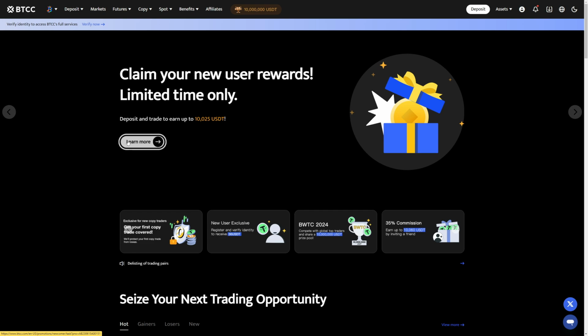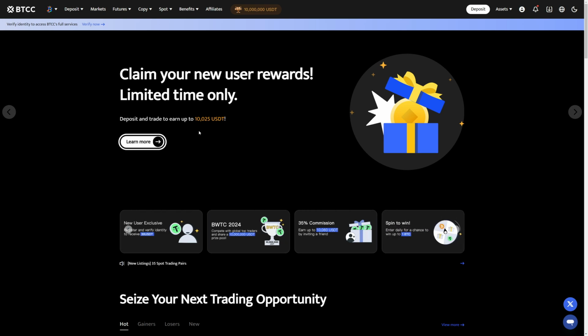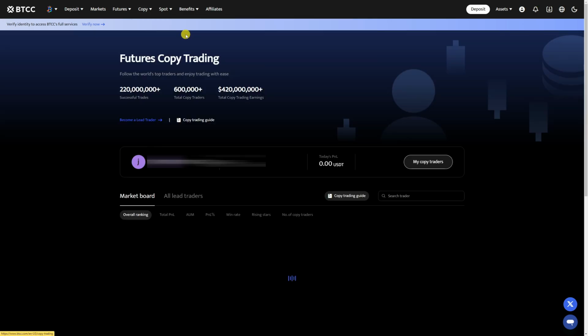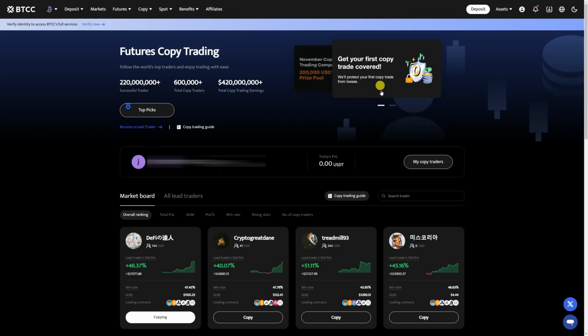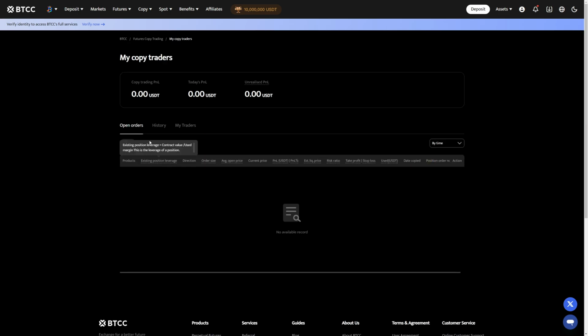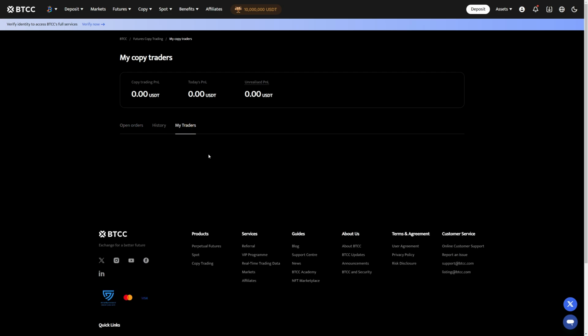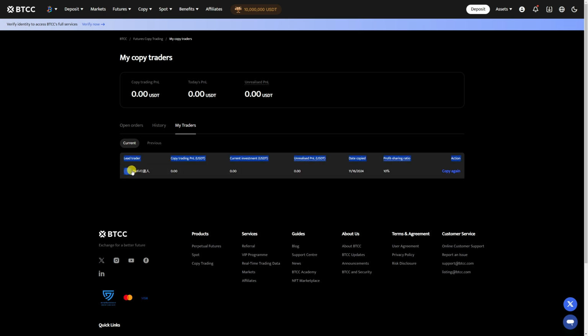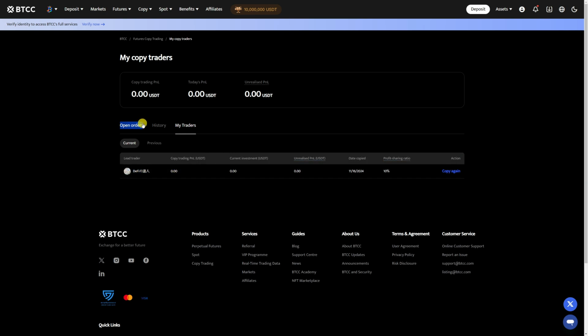If you want to change some settings or completely cancel the copy trading, go to the copy trading dashboard again in the top section, then click on copy trading. And then on the right hand side, we can see my copy trades. Click on this. And now we can see all of our copy trades right here. Right now we don't have any trades open, but we can go to the My Traders tab right here. And now we can see the current traders we are copying. And as soon as he is making a new trade, that will open a new trade for us as well, and then show in the open orders section.